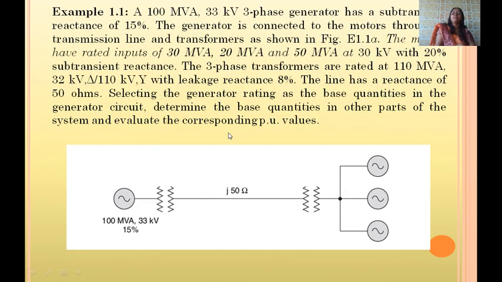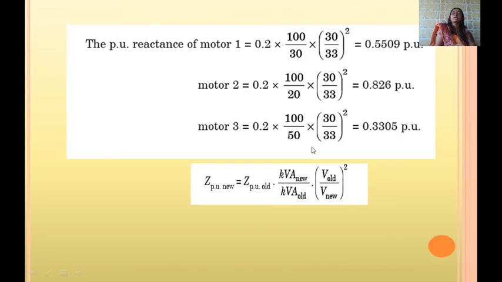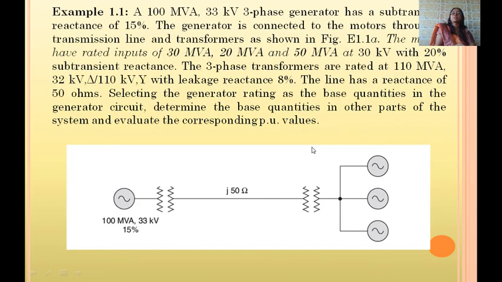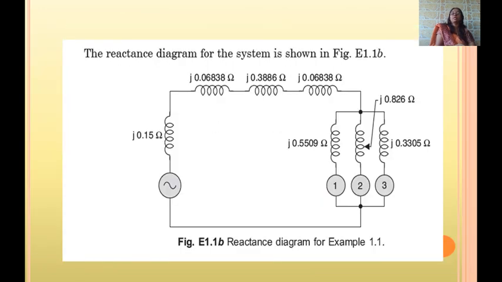For the example, look here: the generator, its reactance 0.15, here j0.06, j0.38, j0.06. So this is our reactance diagram for this example. Like this you have to solve the problem.